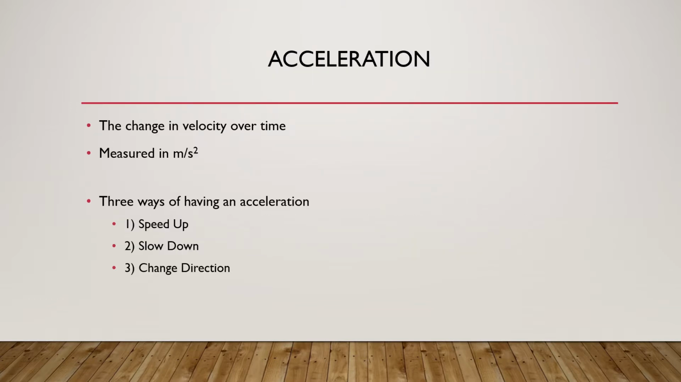But a quick recap. Acceleration is defined as the change in velocity over time. That is the definition that I want you to know for acceleration, the change in velocity over time. It is measured in meters per second squared. That is the unit for acceleration, but you already knew that. And I want you to know that there's three ways of having an acceleration. You can either speed up, slow down, or change direction, because those are the three ways you could change your velocity, and if you change your velocity, you have an acceleration.